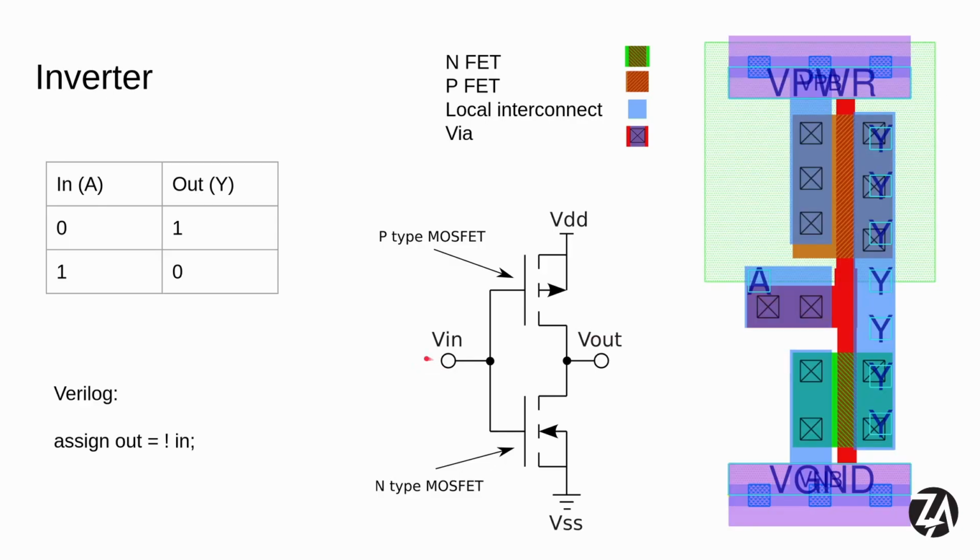When the input is low, 0, this top MOSFET is going to get turned on because it's a P MOSFET. So it's going to pull V out up to 1, and the bottom is going to be off, so it's not going to be doing anything. When the input is high, the bottom MOSFET turns on, connecting this to low, so the output becomes low, and the top transistor, the PMOS, is turned off. So it's either one on or the other on, but never both at the same time, and the output is always doing the opposite of what the input does.